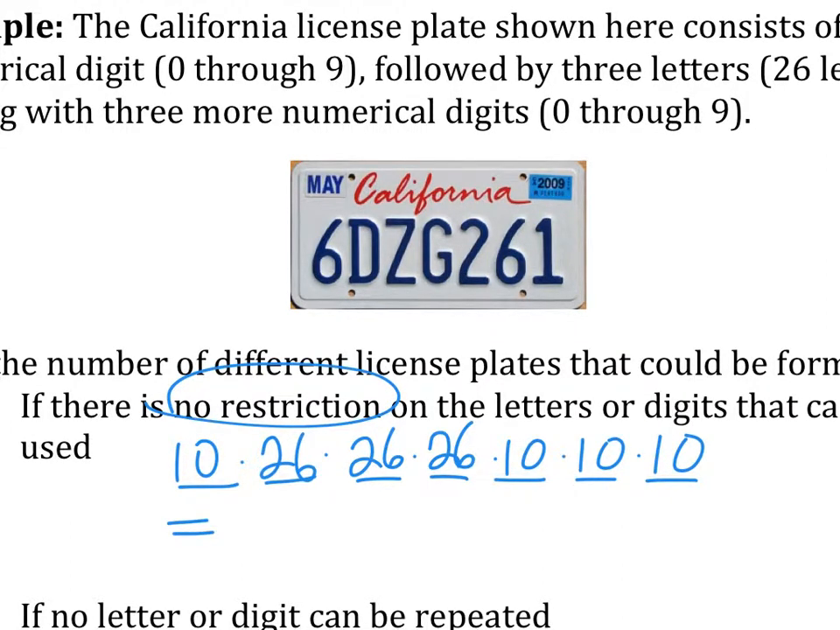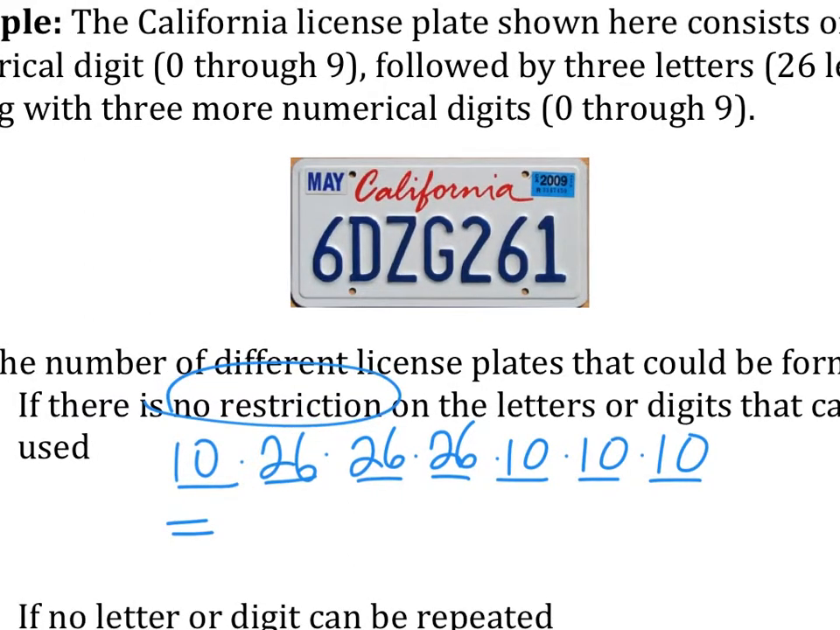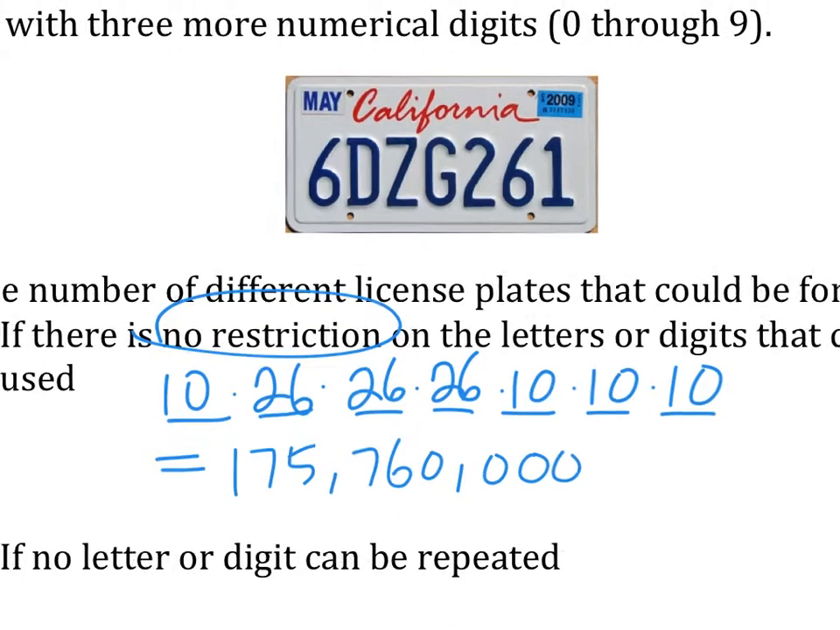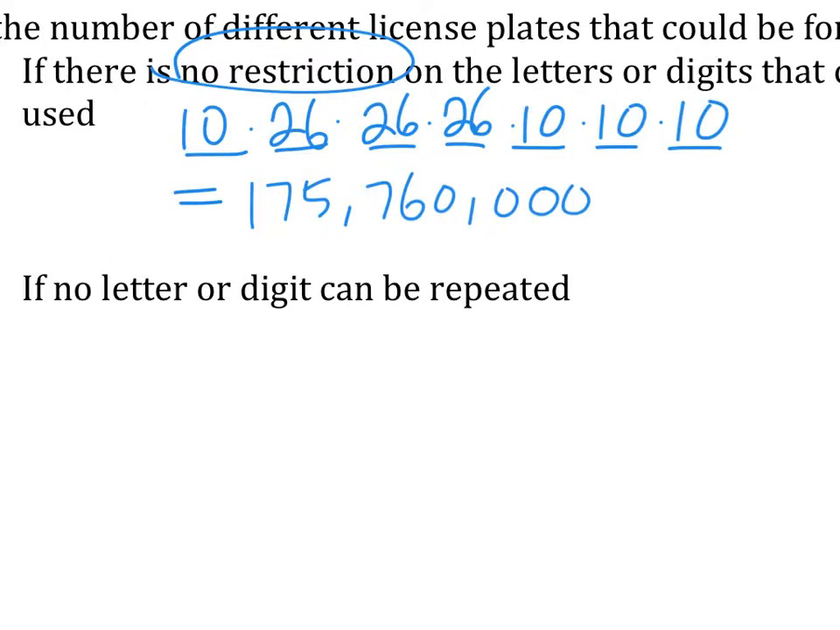Okay, so multiply them all together in your calculator, and you're going to get an answer. All right. Okay, so let's see. You should have 175,760,000. Okay, so now let's go ahead and have you calculate if no letter or digit can be repeated. All right, so you should have 78,624,000.